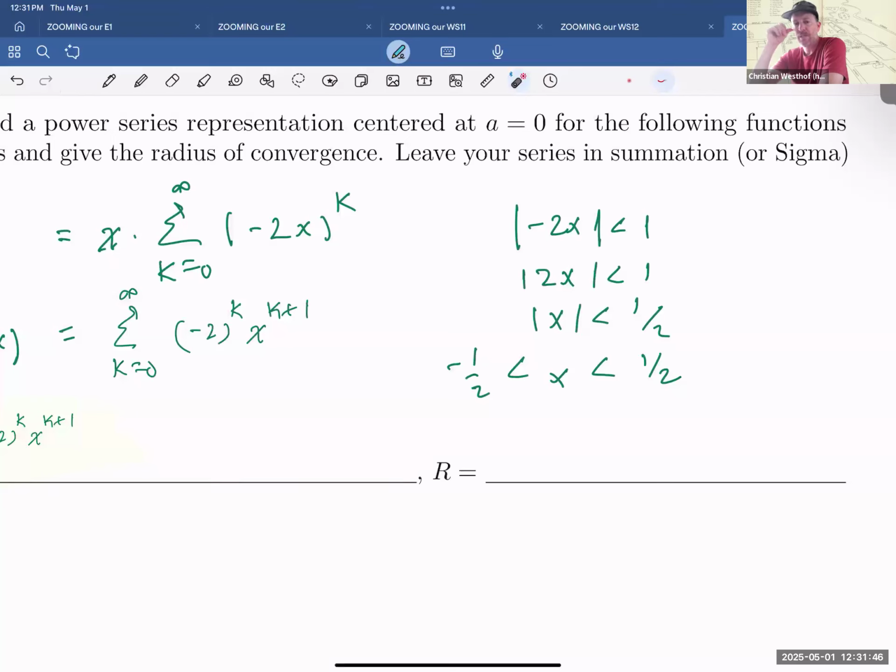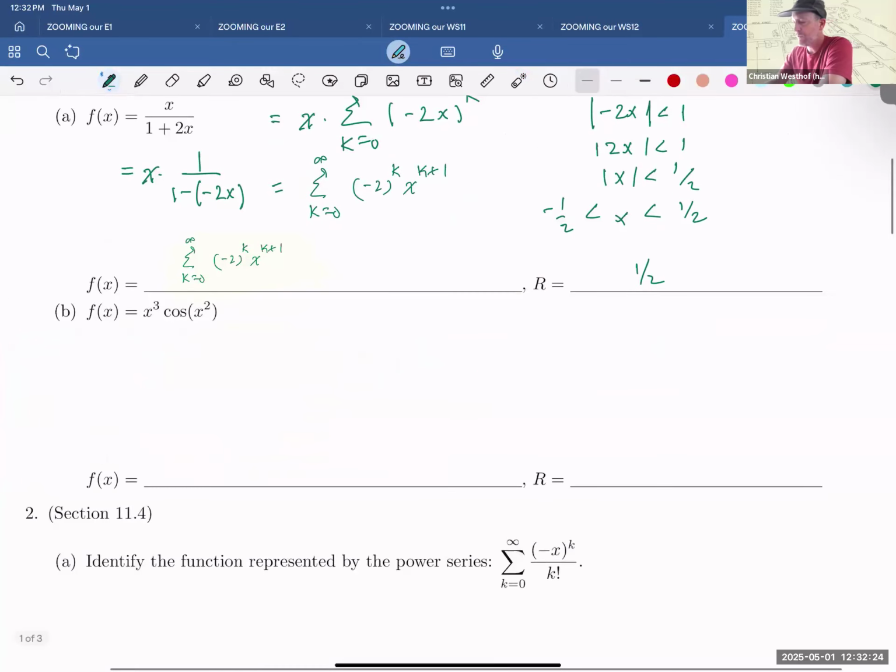You do not need to check endpoints by plugging them back into the series. Now, if we had differentiated something along the way to find the known form, then when you differentiate, you lose that property. Whatever the endpoint currently has, whether excluded or included, you lose that, and it might remain included, it might remain excluded. It just depends. You'd have to check them again. Here, our interval is negative 1/2 to 1/2. The radius is 1/2.